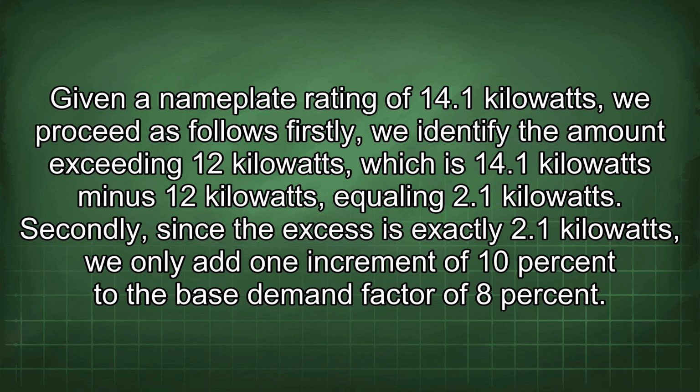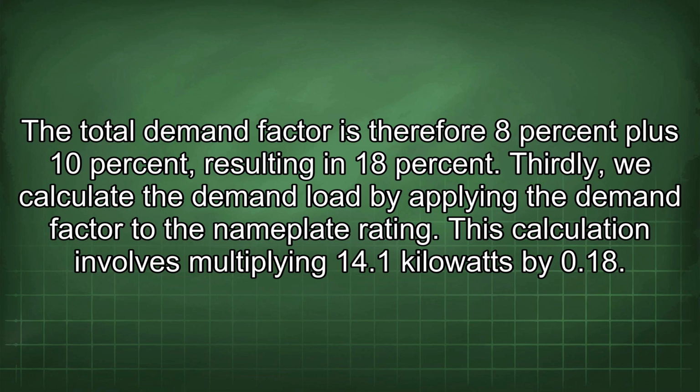Firstly, we identify the amount exceeding 12 kilowatts, which is 14.1 kilowatts minus 12 kilowatts, equaling 2.1 kilowatts. Secondly, since the excess is exactly 2.1 kilowatts, we only add one increment of 10% to the base demand factor of 8%. The total demand factor is therefore 8% plus 10%, resulting in 18%.